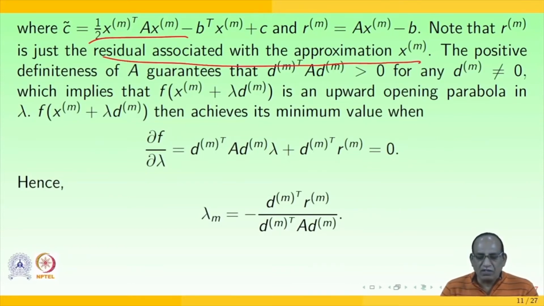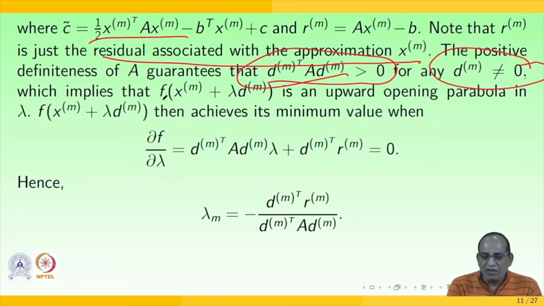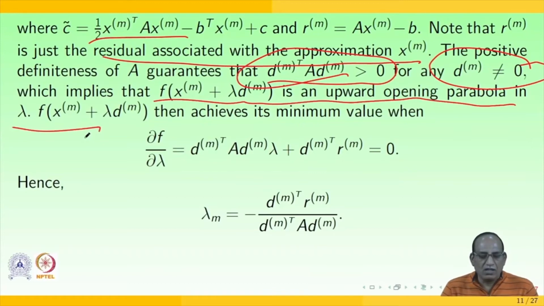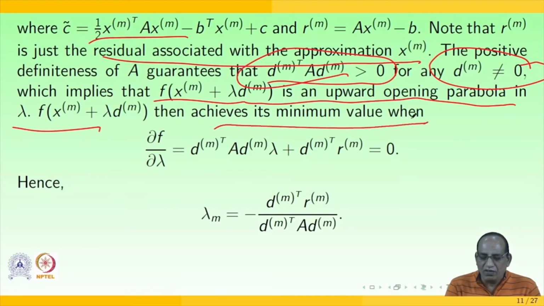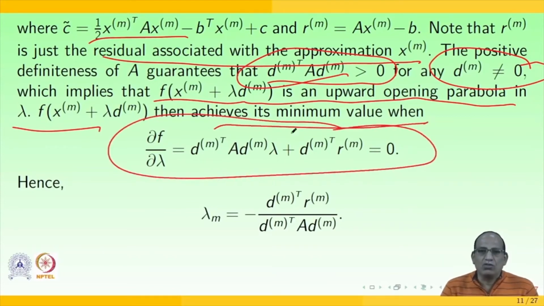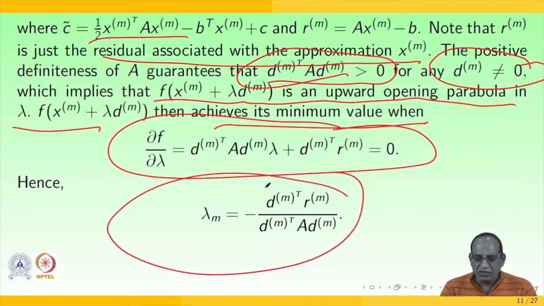The positive definiteness of A guarantees that d of m transpose A d of m is greater than 0 for any d of m not equal to 0, which implies that f of x of m plus lambda d of m is an upward opening parabola in lambda, that achieves the minimum value when the derivative happens to be 0. So df by d lambda is d of m transpose A d of m lambda plus d of m transpose r of m, equal to 0. So finally, we arrive at this equation: lambda m is equal to minus d of m transpose r of m over d of m transpose A d of m.